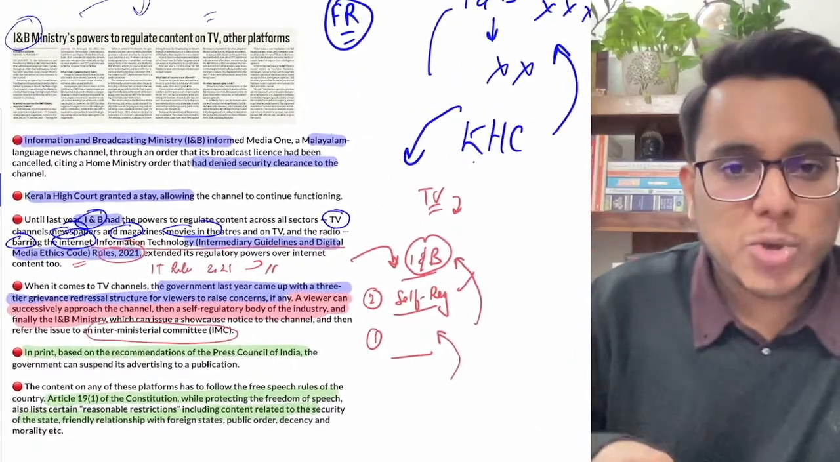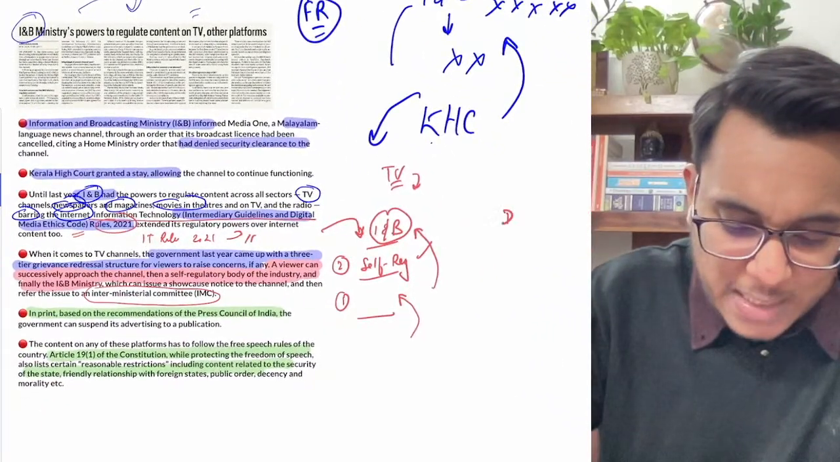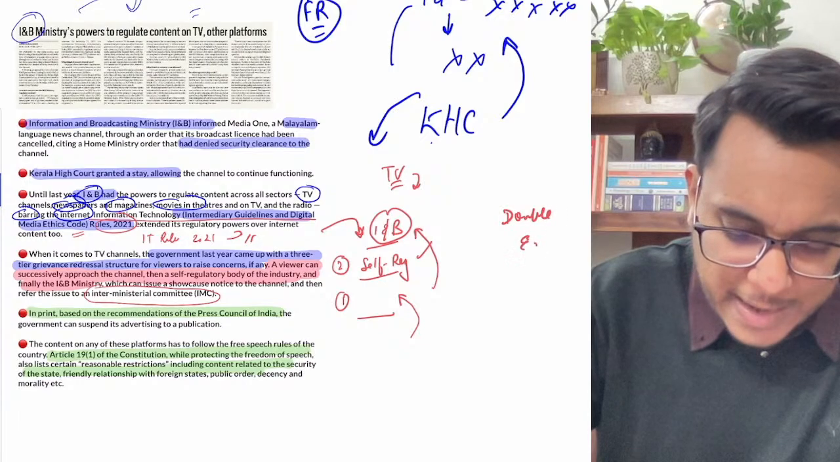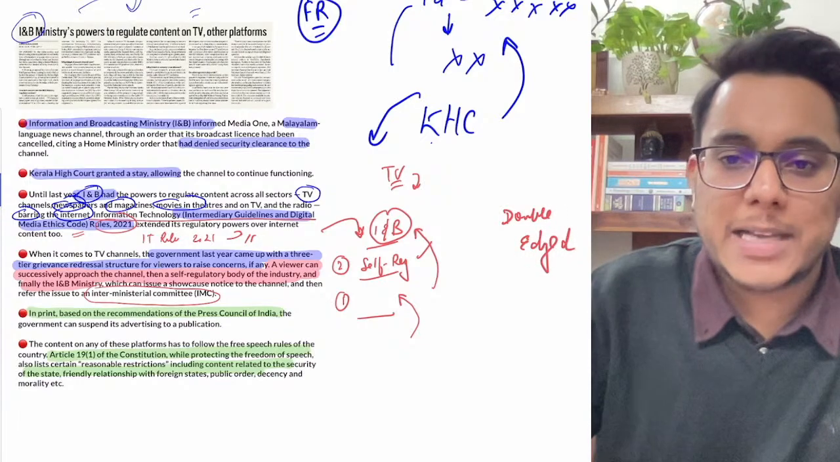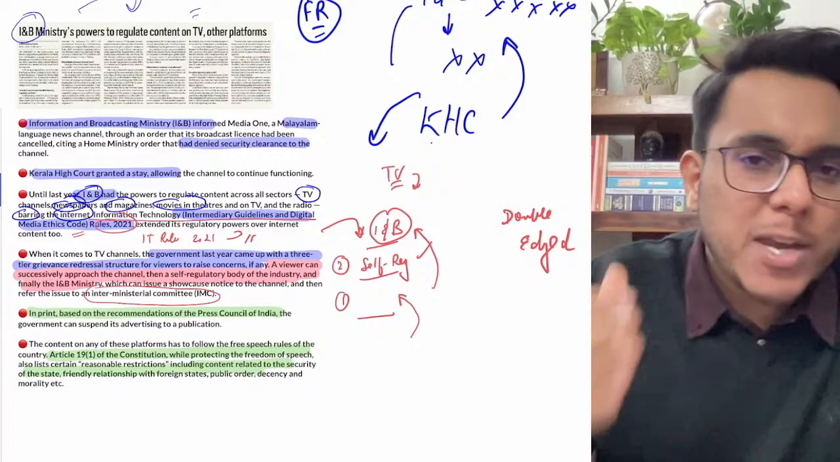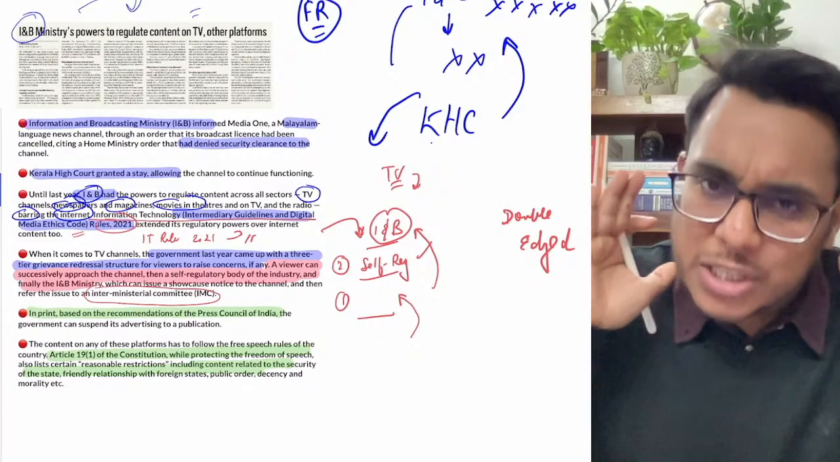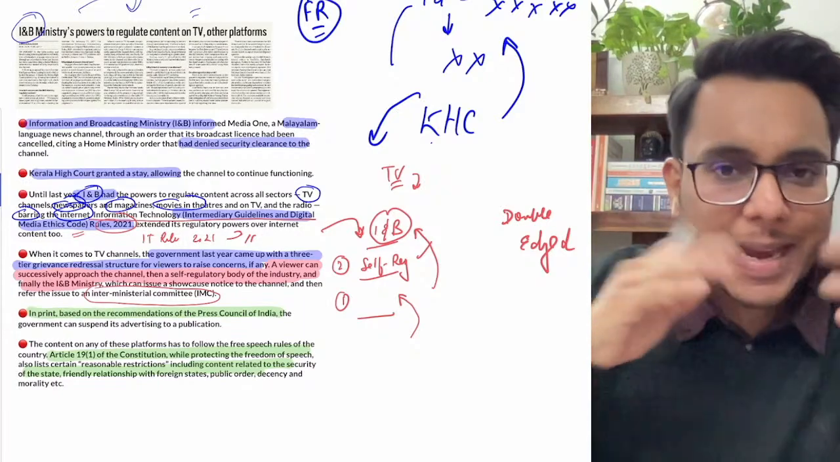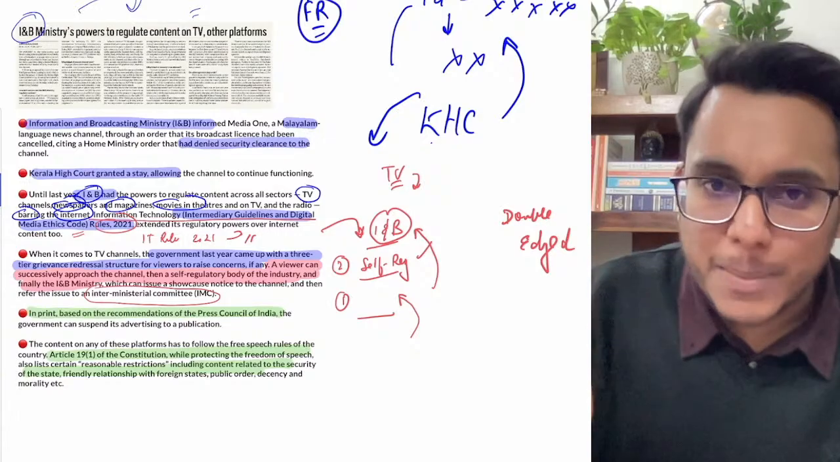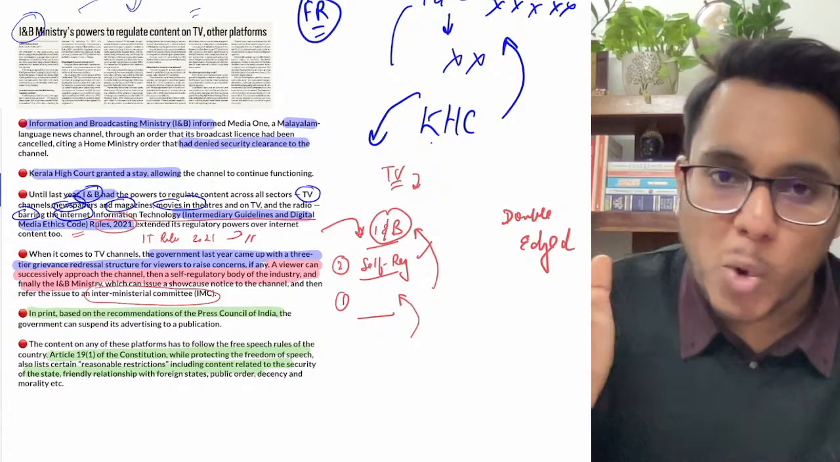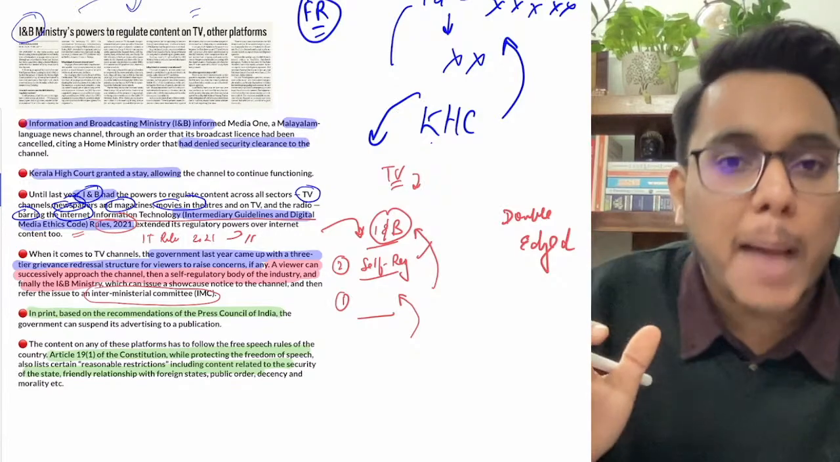Now this particular thing is a double-edged sword. How is it a double-edged sword? See, in many news channels, many a time they are outrightly doing hate debates. Religious fundamentalism they are spreading, polarization they are spreading, and then nothing happens there.